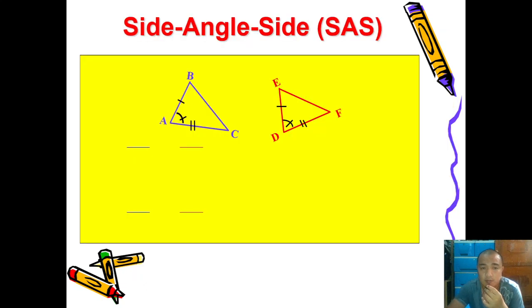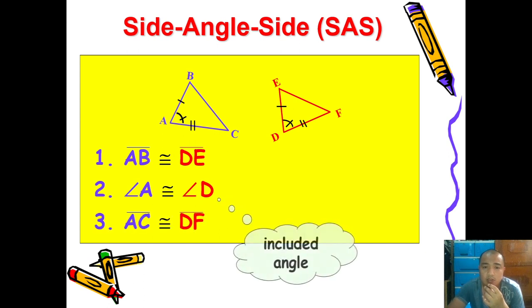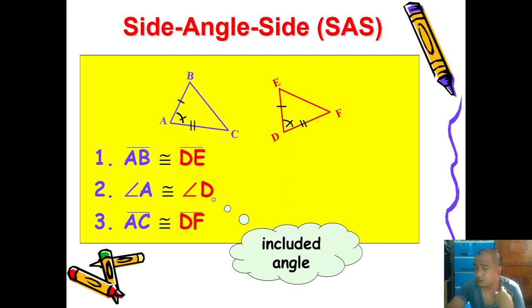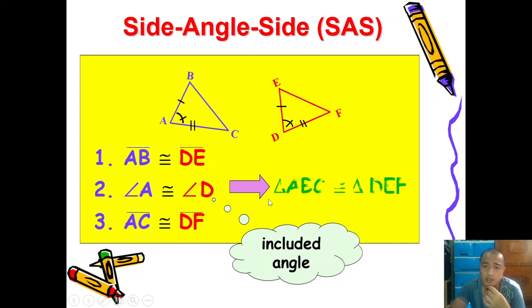SAS postulate. So in the figures, AB is congruent to DE, angle A is congruent to angle D, AC is congruent to DF. The included angles are A and D. So they are congruent by the SAS postulate. Triangle ABC is congruent to triangle DEF.